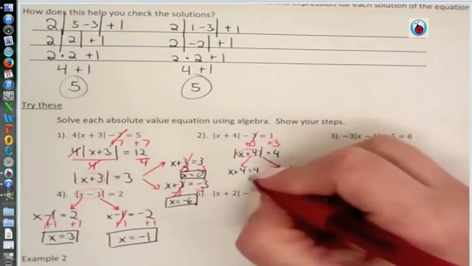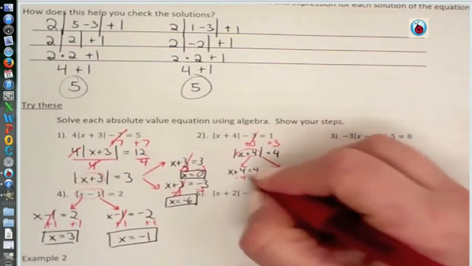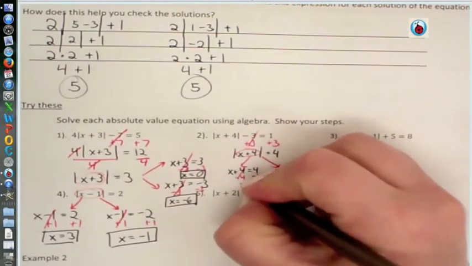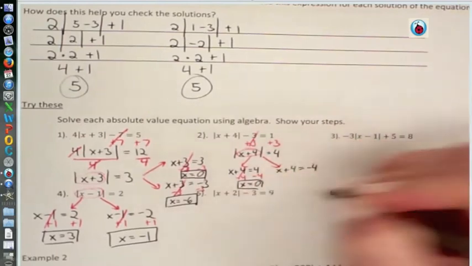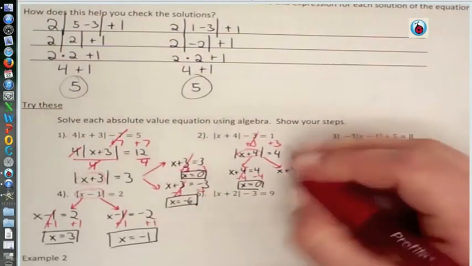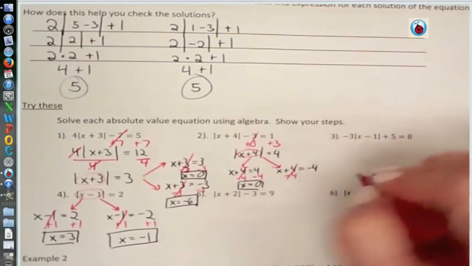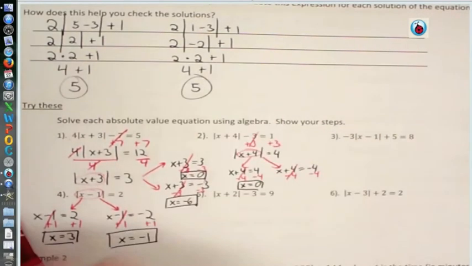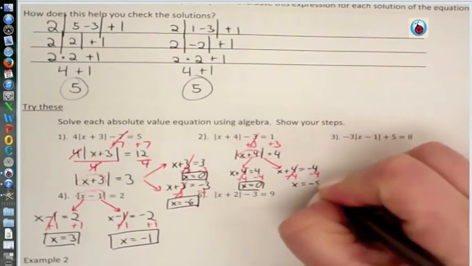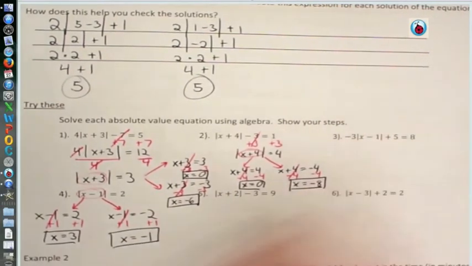I'm going to subtract 4 from both sides to get x by itself, and get x equals 0 as my answer. I'll do that to the other equation as well. Subtract 4 to get x by itself. Subtracting 4 from the other side, I get x equals negative 8. There's the other solution.